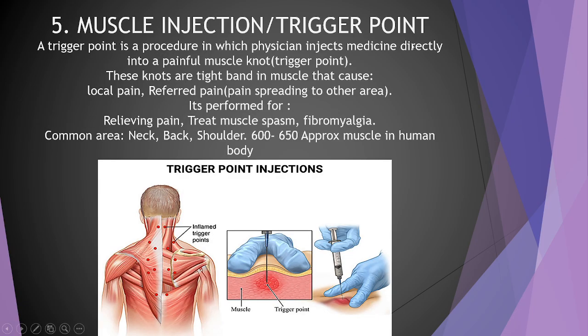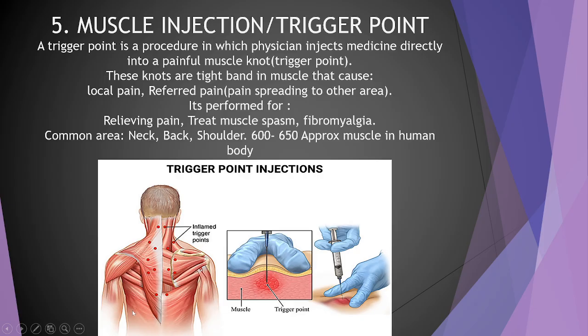Muscle injection. So muscle injection, we can say that trigger point. Don't confuse it with the trigger finger. Trigger finger is something different and trigger point is something different. A muscle injection is a procedure where the physician will inject a medicine directly into the painful muscle knot.